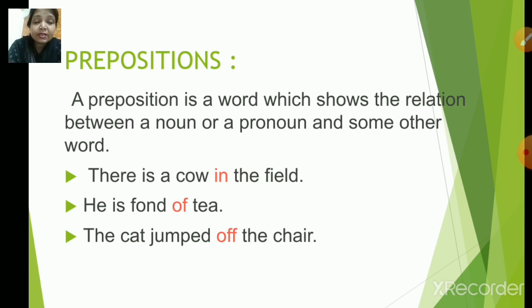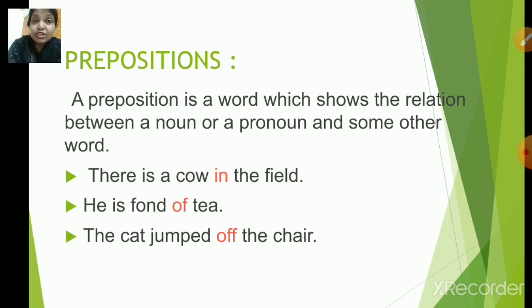Now, few examples are, there is a cow in the field. So, in over here is a preposition. He is fond of tea. Of over here is a preposition. The cat jumped off the chair. Off over here is a preposition.